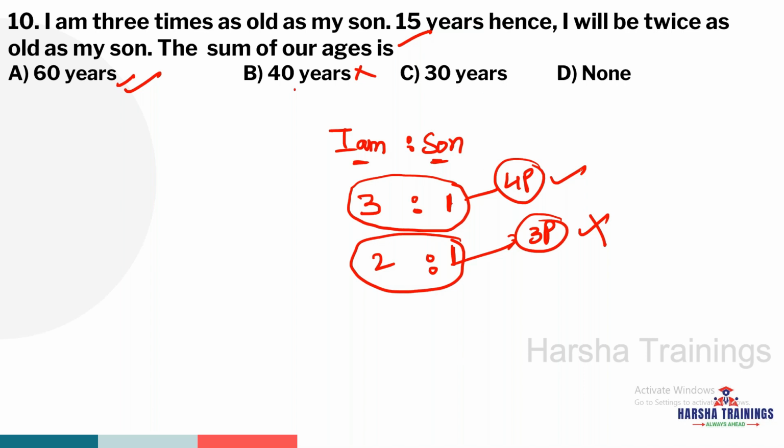And next, 30. 30 is a multiple of 4? No. So that's why it is a wrong option. That's why the first option is the right answer: 60 years. Is it clear, guys, all of you? Any doubts regarding this question?